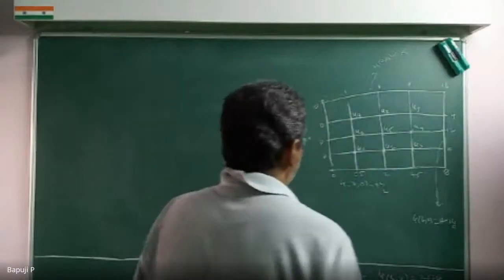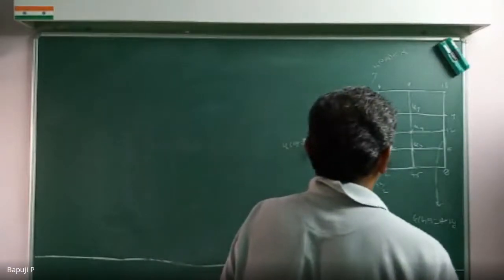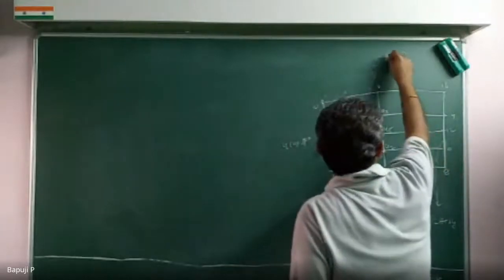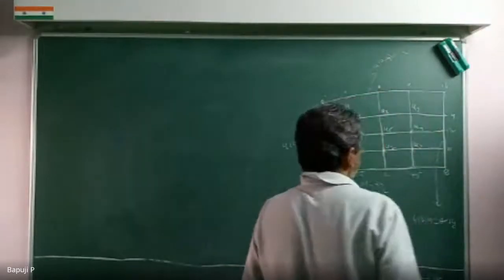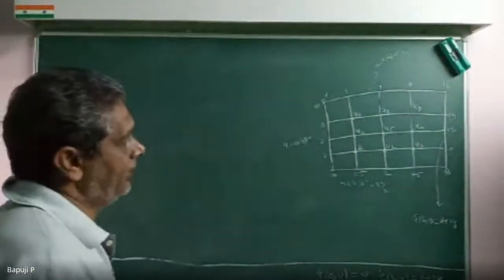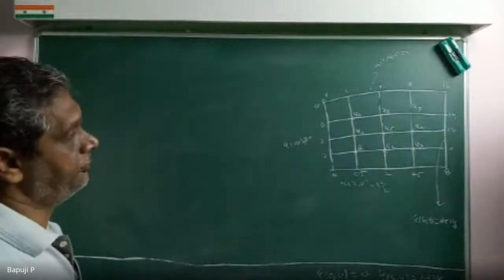U of 4 comma x comma 4. X comma 4 is equal to x square. Using the boundary conditions now, I want to find u1, u2, u3, u4, u5, u6, u7, u8, u9.